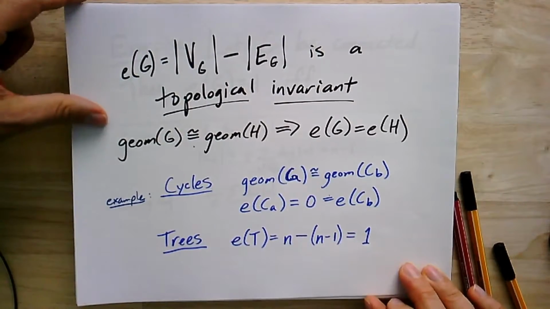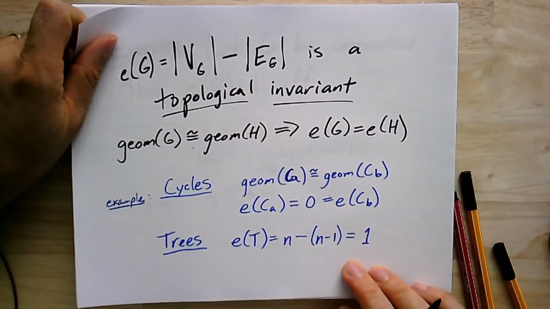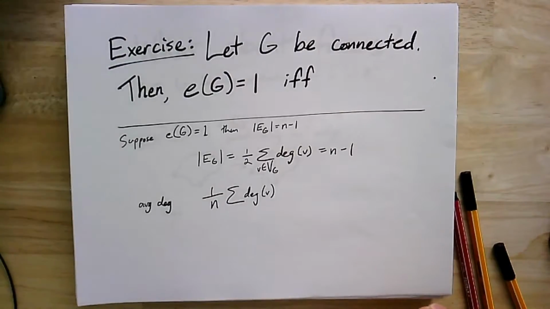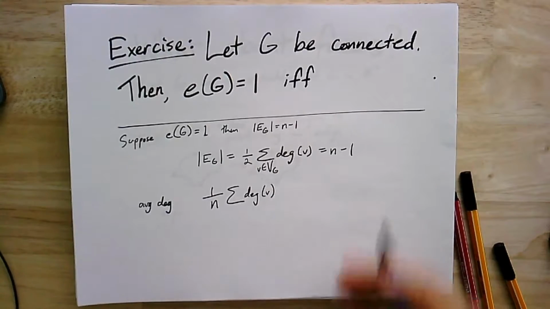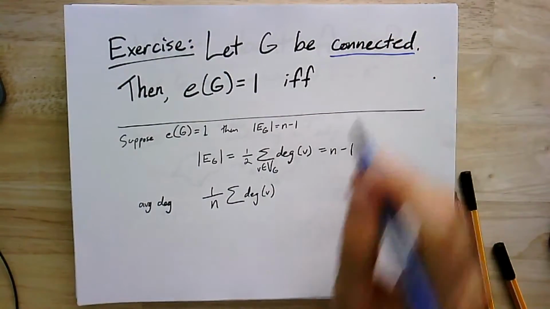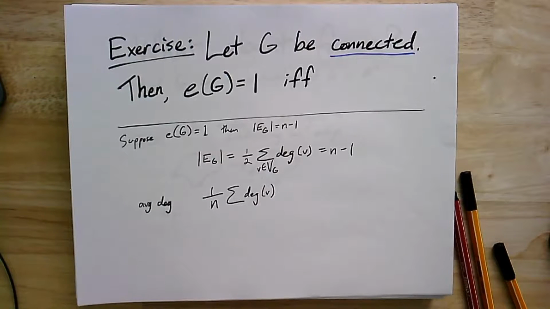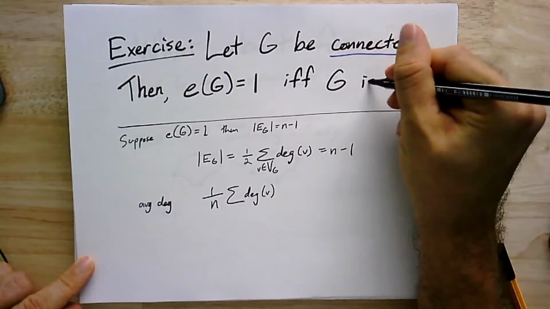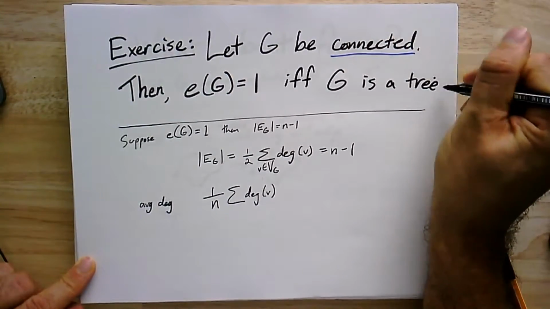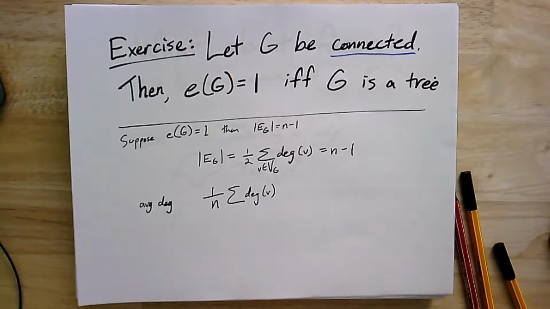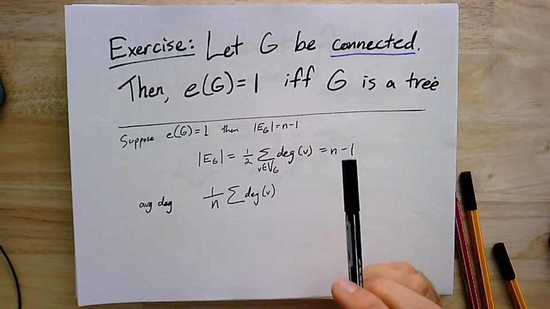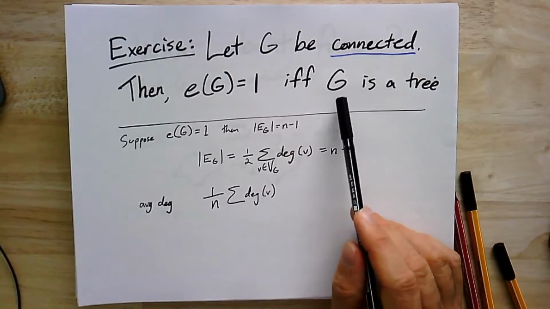And maybe to get our head around this invariant just a little more, let's do an exercise. So let's let G be connected. This is really important. A connected graph. Then I claim that E of G is equal to 1 if and only if G is a tree. Let's check if this is true. One direction, we've already done. We already saw that if G is a tree, then E of G is equal to 1. Now we want to show the other way around, that the converse also holds.